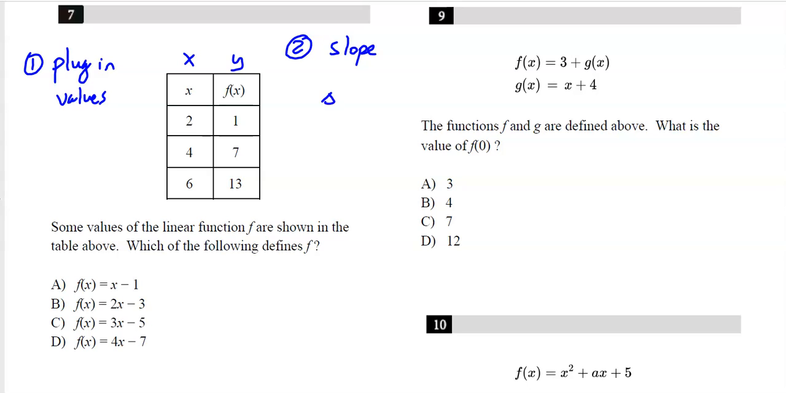So we're going to look at change in y over change in x. And in my table, it looks like y is changing by 6. X is changing by 2. So 6 divided by 2 is 3. So the only equation with the slope of 3 is right there. That's the slope of 3. So the correct answer is C.